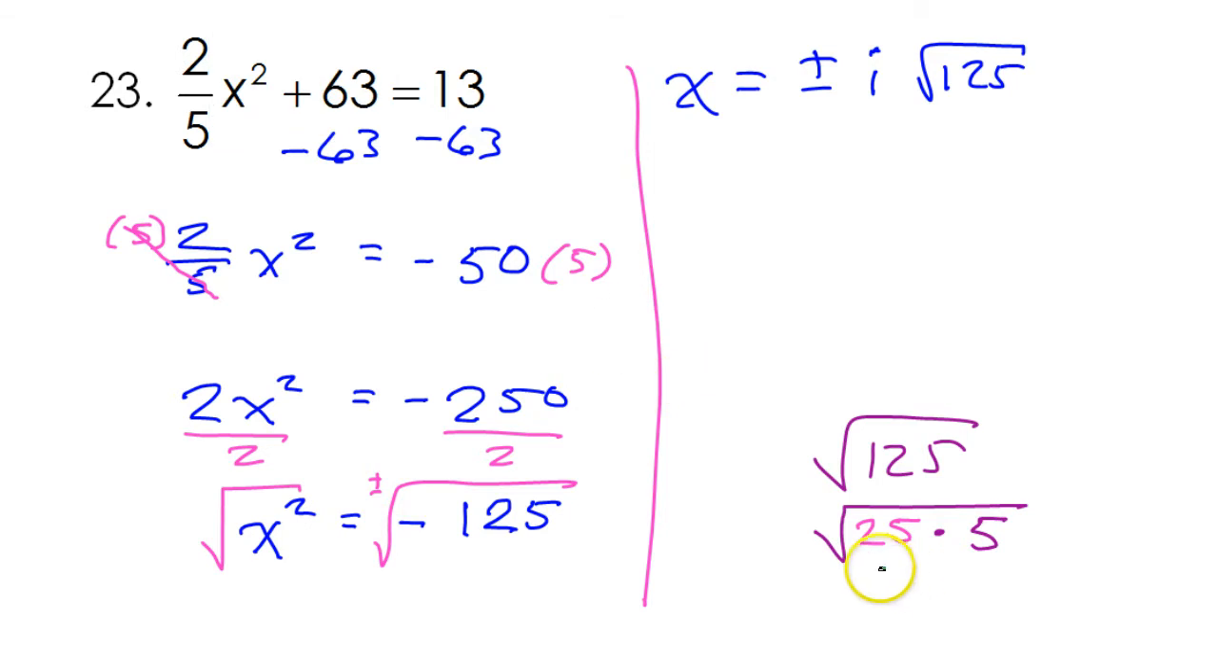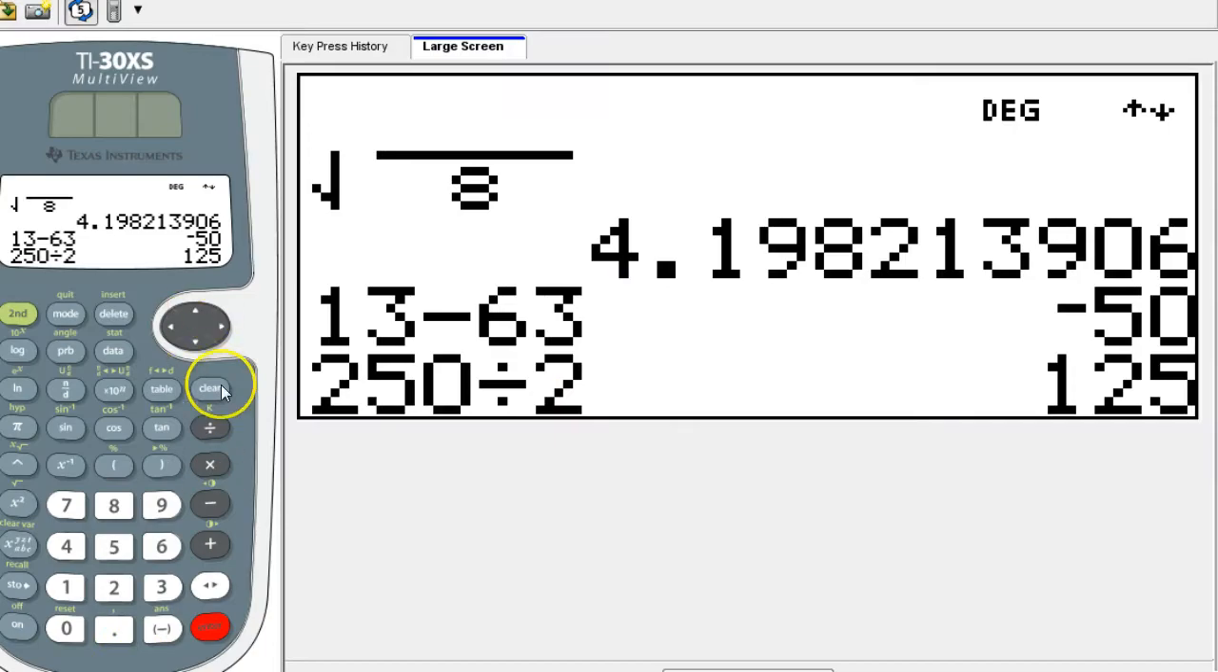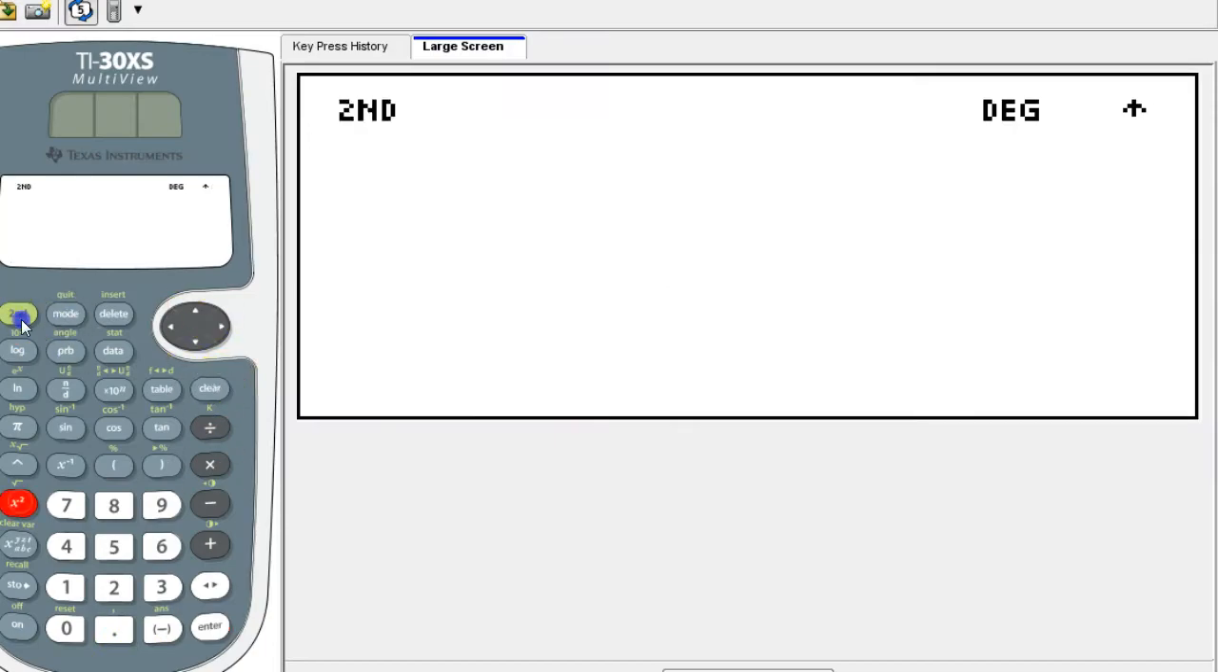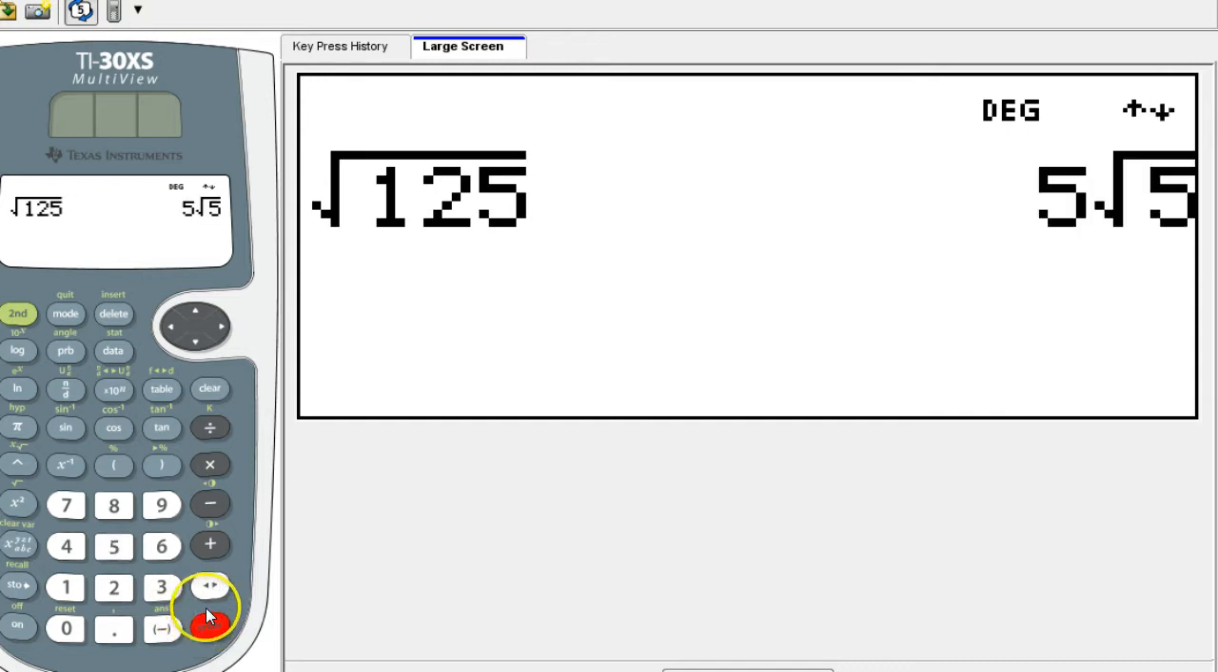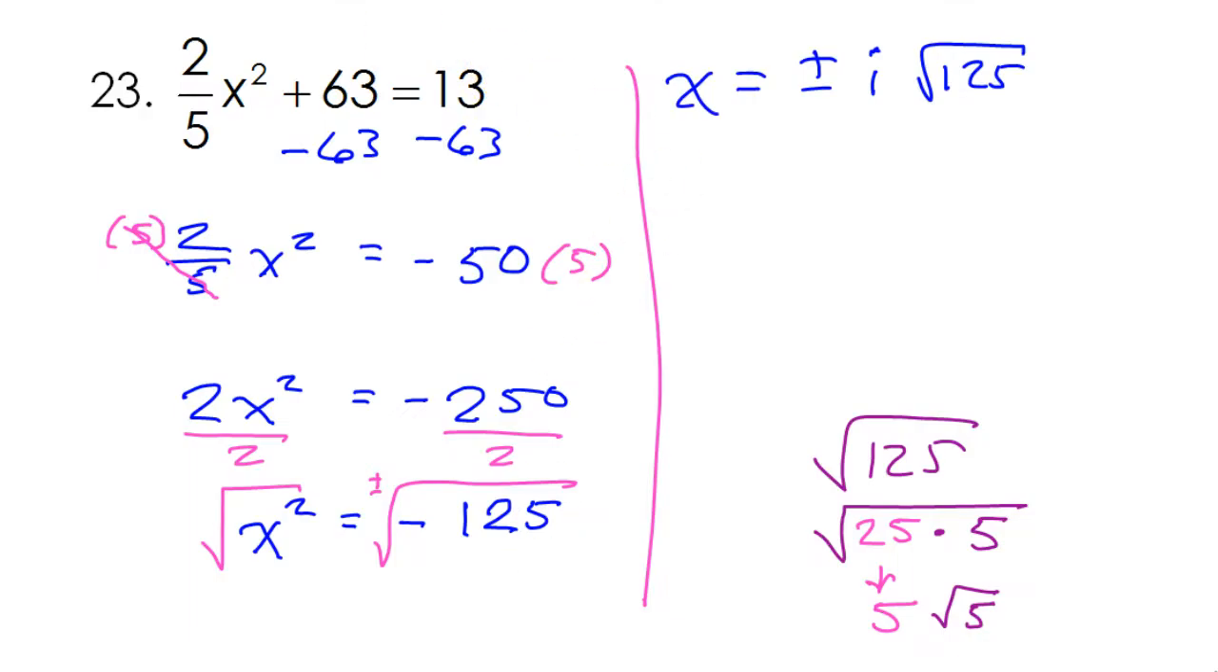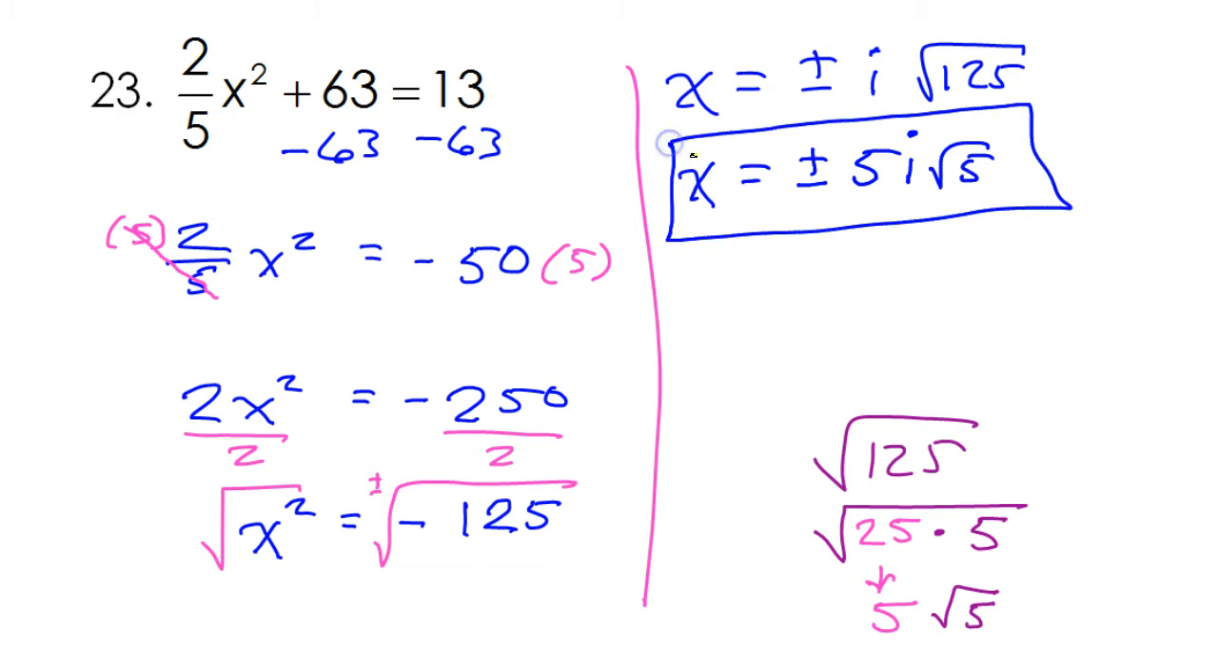Okay, the square root of 25 is 5. And the other 5 is going to still be stuck under the radical. So it'll be 5 and then radical 5. Yeah, the calculator will do it for you, but you still need to know how to do it by hand. Okay, so that's going to give us x equals plus or minus, like I said, 5 root 5, and then there's your i right there. So that's the answer to number 23.